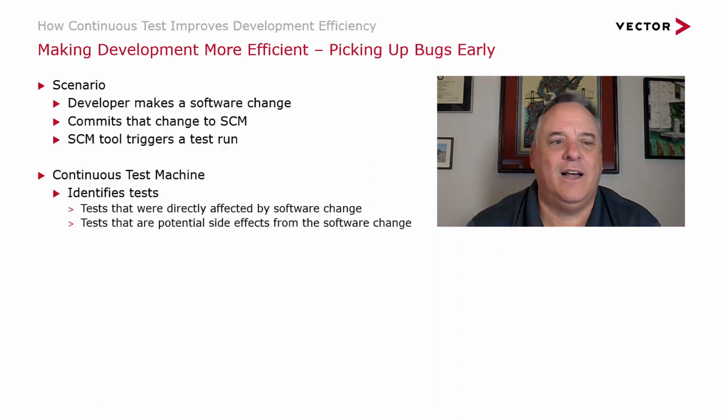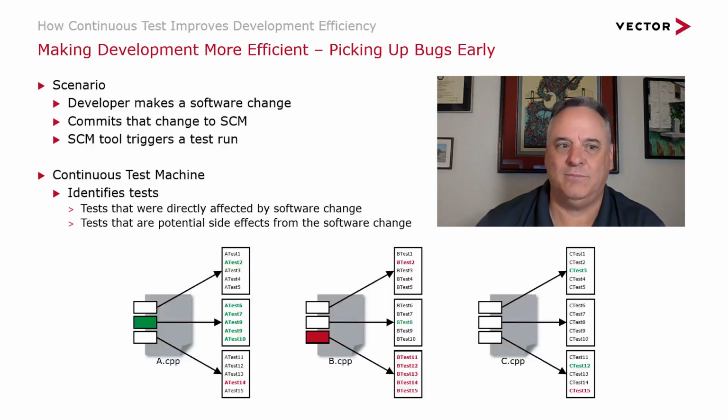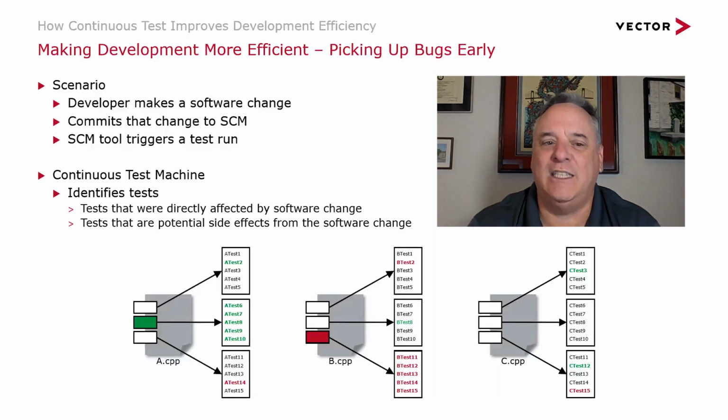We're going to get the continuous test machine, whether that's the machine down the hall or up in the cloud. It's going to go through and identify the tests that are required to test that portion of software that you've changed. It's also going to run any tests that could prove out potential side effects to the software change. And we call that change-based testing.